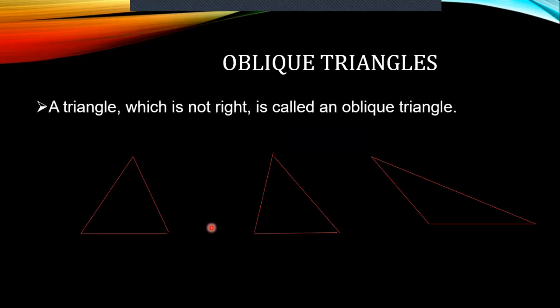The similar is written over there. A triangle which is not right is called an oblique triangle. It should not be right, meaning there should not be any right angle, and you know the symbol for representing the right angle. You can't see any right angle in these three triangles, so these are called oblique triangles.